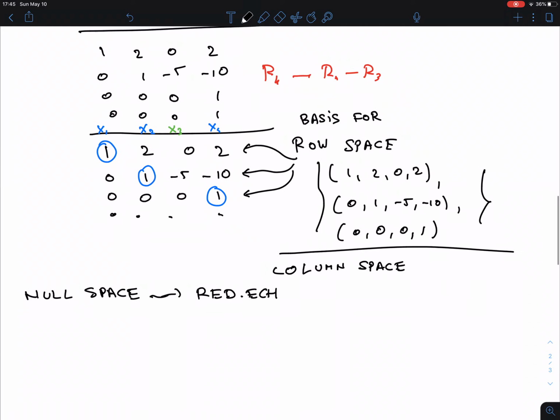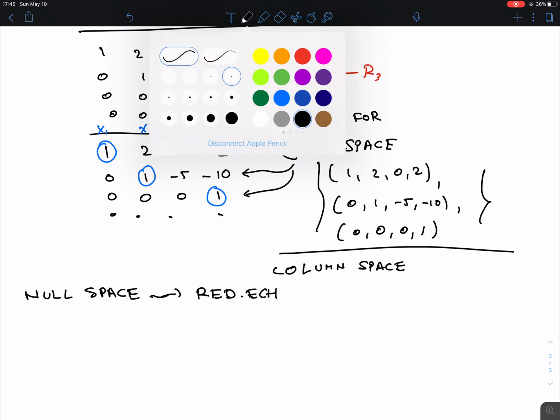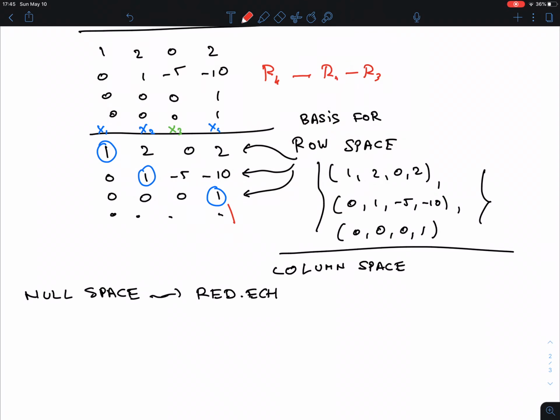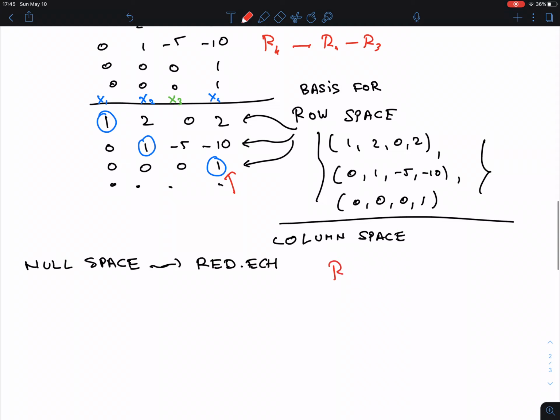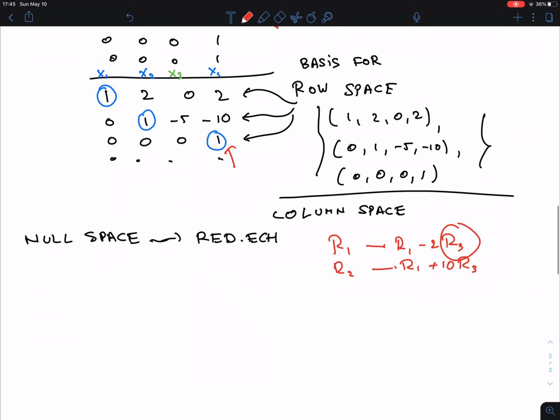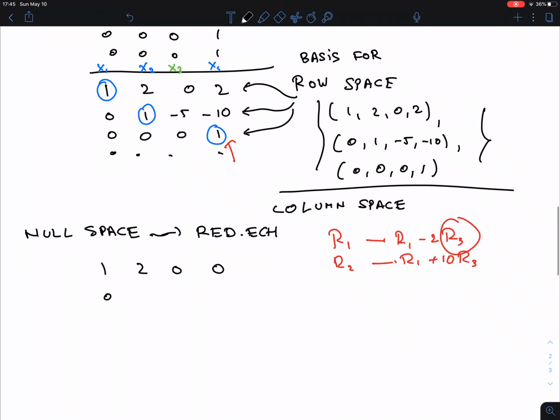Now, we are not that far away from it. We have these 2 blue pivots. Now we work from the bottom upwards. So the first one that we have to work with is here. So we're going to do row 1 minus 2 times row 3, and row 2 plus 10 times row 3. So it's row 3 that I'm working with, that's why I'm adding certain multiples of that row. Okay, so we get 1, 2, 0, and then negative 2 times that is 0, and then 0, 1, negative 5, 0, and then 0, 0, 0, 1.